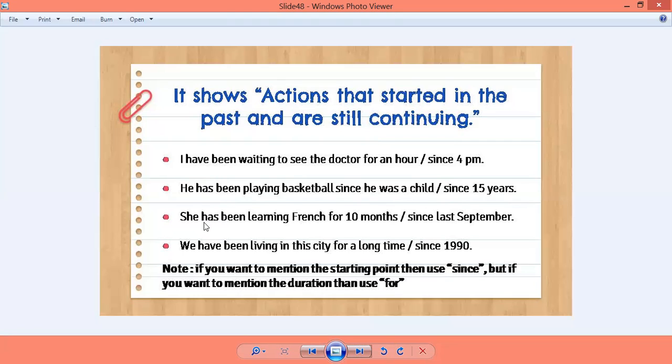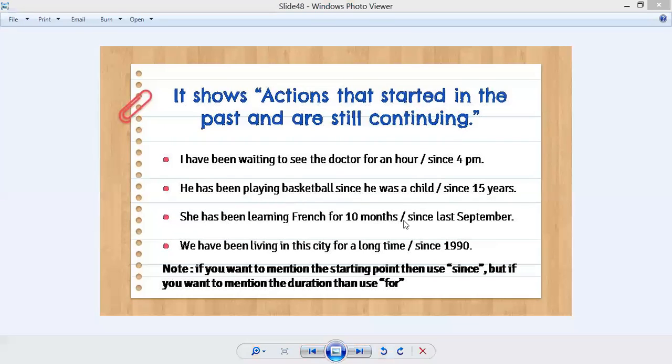यहाँ पे she has been learning French for 10 months. She has been learning French since last September, right? Duration दिखा रहे हैं कि यहाँ से शुरू हुआ था, and even right now they are continuing to learn French. Hence, we have used present perfect continuous tense. We have been living in the city for a long time, or we have been living in the city since 1990. यहाँ पे specific time नहीं दिया है, long time, right? The main information is कि हम city में बहुत टाइम से रह रहे हैं, and over here since 1990. पॉइंट दिखा है सीधा that 1990 specifically से हम यहाँ पे रह रहे हैं.